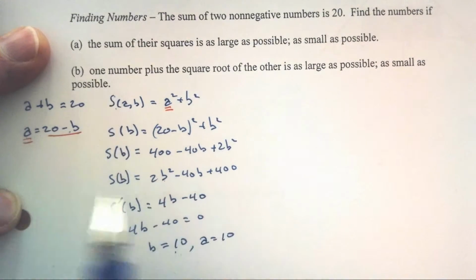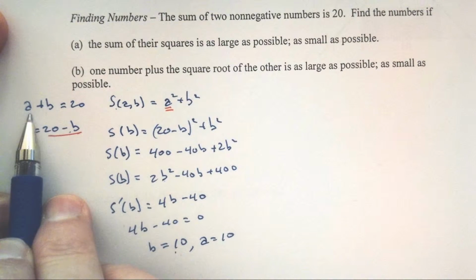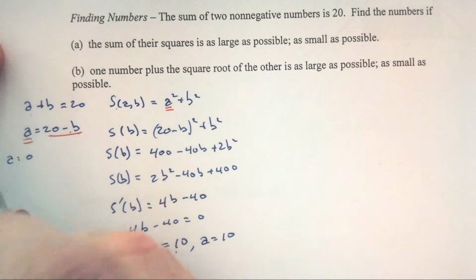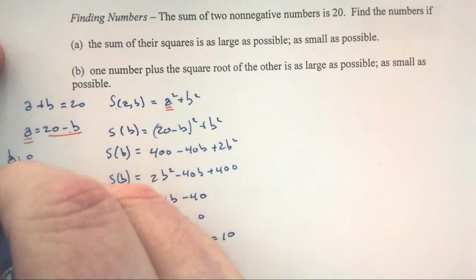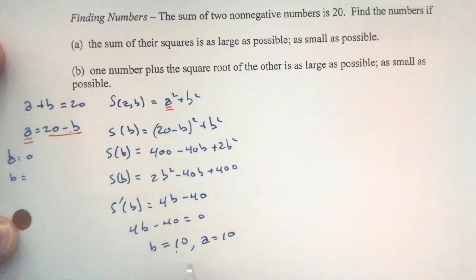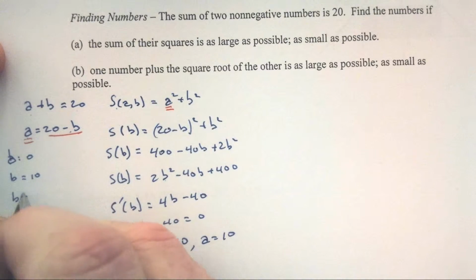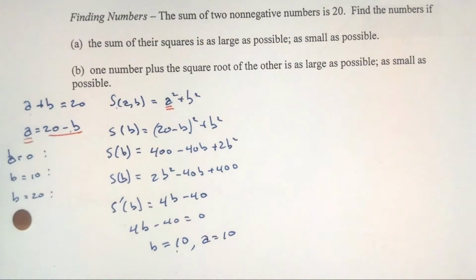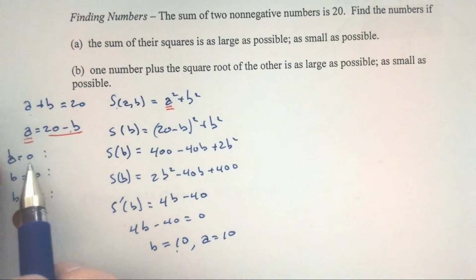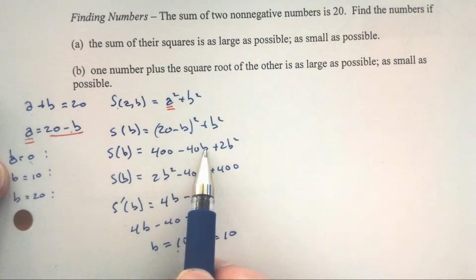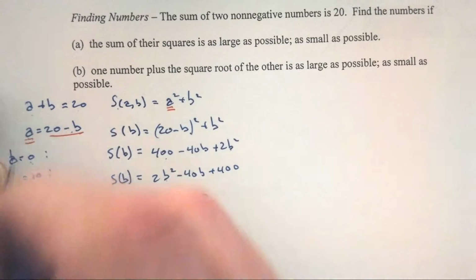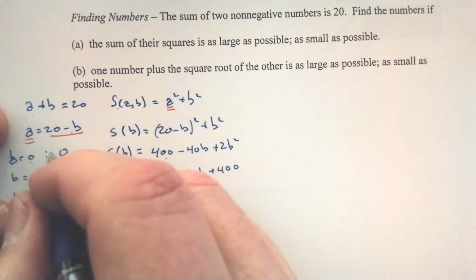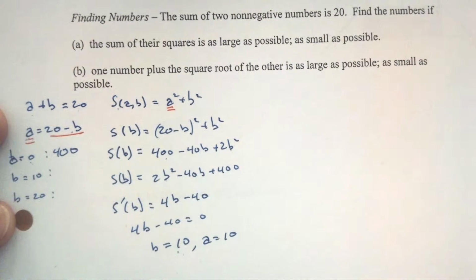And our endpoints, well, if I have two non-negative numbers that add up to 20, then A, for instance, could be 0, or I'm going to go with B since we have this. B could be 0, B could be 10, and B could be 20. And we need to consider our values for each of those. So if I put 0 into my formula here, I get 0, 0, 400. I get a value of 400.